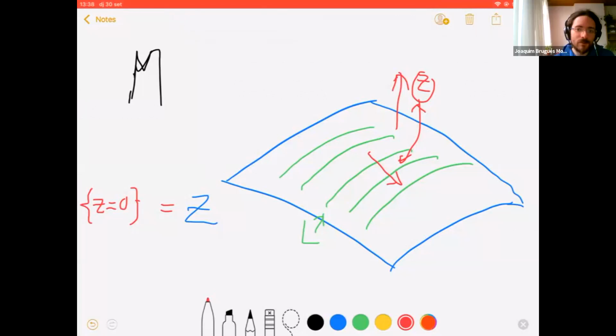Okay. So in this picture, we had this coordinate Z in here, and we had this direction that is transverse to these green leaves, which are the symplectic leaves on our exceptional hypersurface, and this direction that is transverse, this arrow in here.